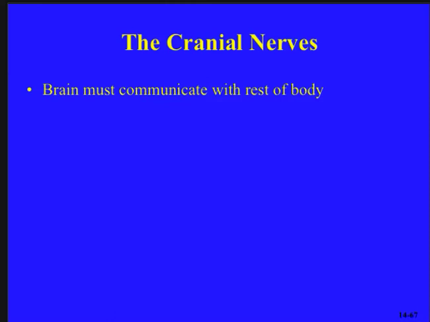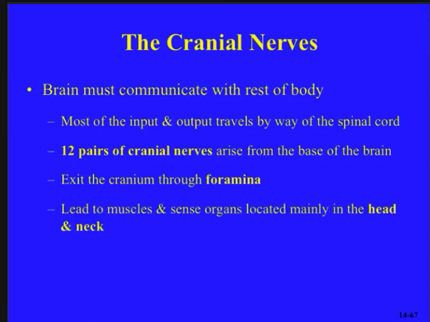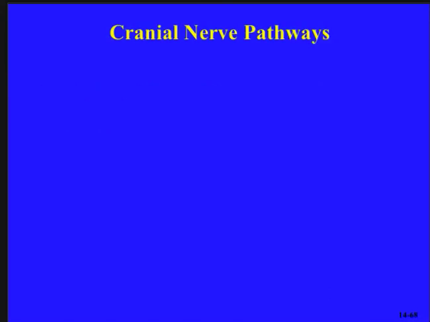The brain has to communicate with the rest of the body. Most of the input and output travels by way of the spinal cord, but there are 12 pairs of cranial nerves that come from the base of the brain that exit the cranium through foramina. Remember that foramina is simply a term for a hole in something through which something can pass. It could be a blood vessel, it could be a nerve or a lymphatic, or it could be all three. These lead to muscle and sense organs located mainly in the head and neck.